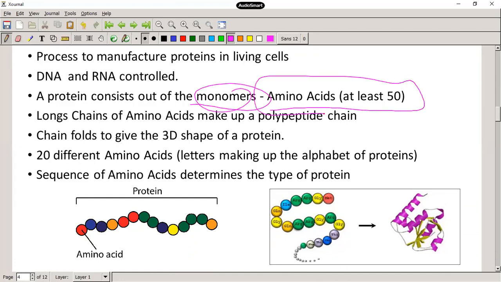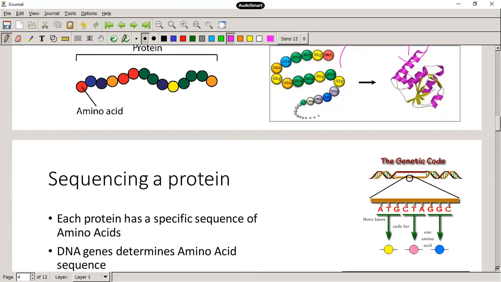We have at least about 50 amino acids bonding together to form a protein. There are about 22, 23 different types of amino acids. Long chains of amino acids make up a polypeptide chain. So again, we've got a polymer, and the polypeptide chain then folds to form a protein. The sequence of amino acids determines the type of protein that's going to form.